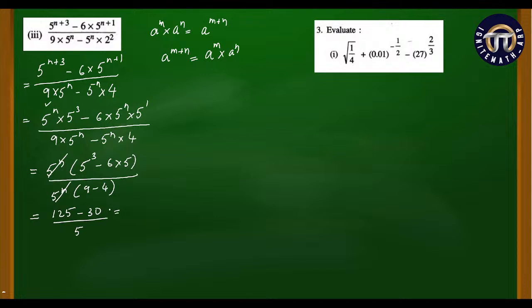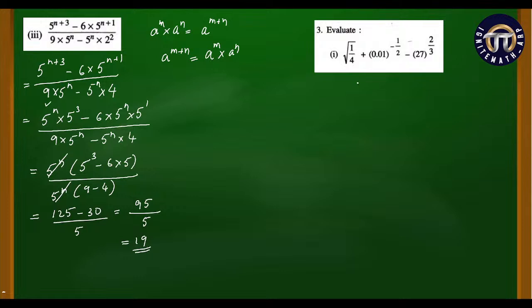So 125 minus 30, what do you get, children? I get it as 95. Okay, by 5. So the answer is going to be 19. That is nothing but the final answer. 95 divided by 5, 19 is going to be the answer. Clear, children? Okay, let's move to the next one now.